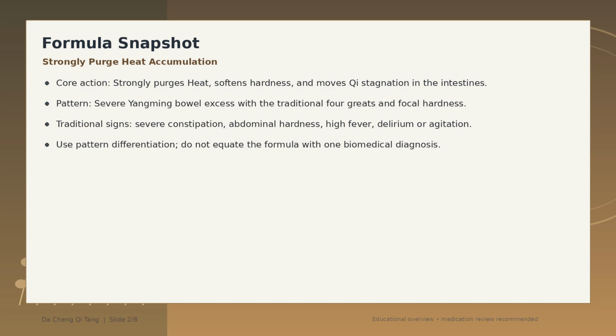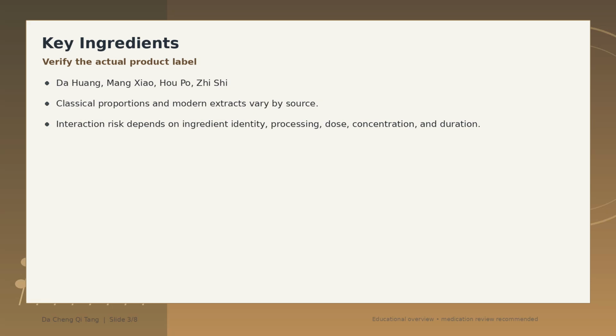Conversely, these traditional signs can arise from multiple biomedical conditions. That is why pattern differentiation and conventional red flag screening should occur together. Key herbs commonly associated with this formula include Da Huang, Mang Xiao, Hou Po, and Zhi Shi.